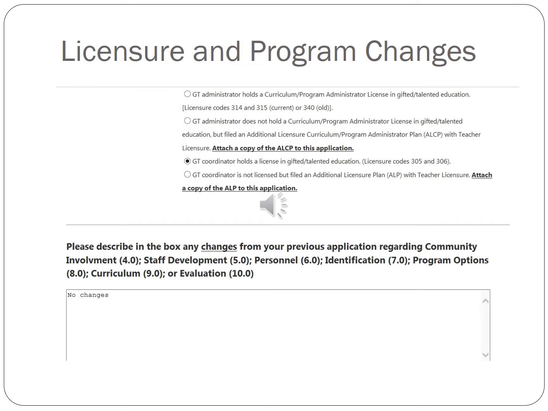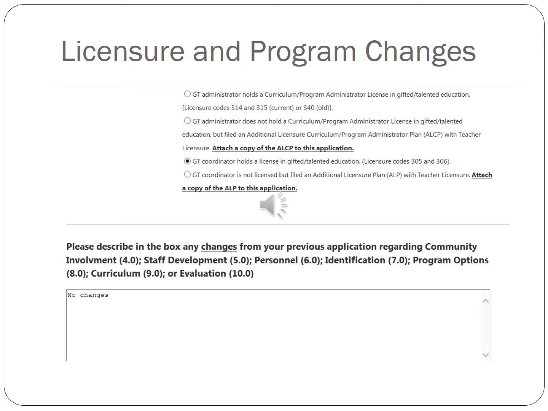Below you will find a place to indicate the licensure of the GT coordinator. Most GT coordinators hold the 305-306 GT licensure, but the newest licensure code is 289. If you are teaching under an ALP, a copy of the ALP should be uploaded here. Be sure the document uploaded is actually an additional licensure plan.